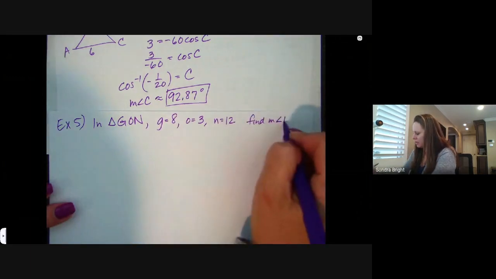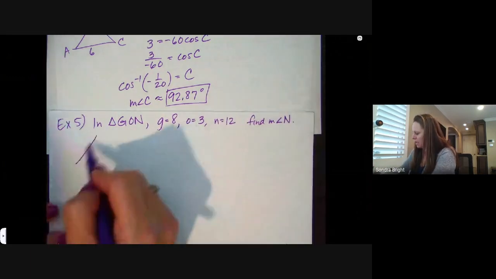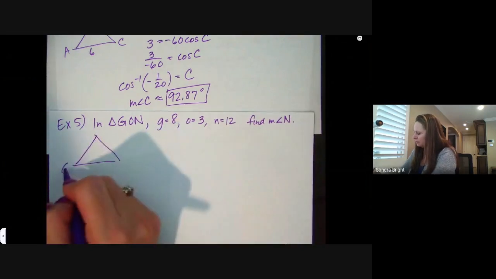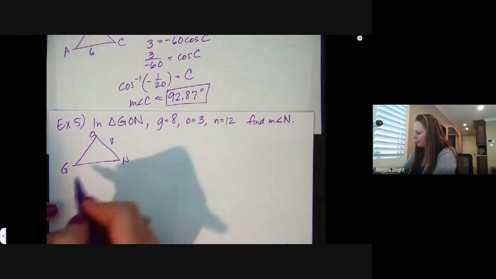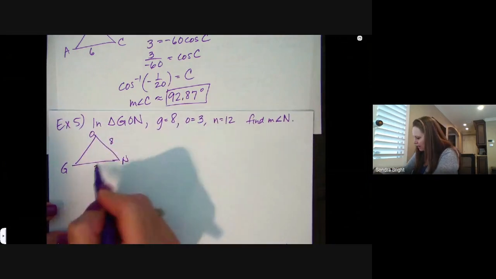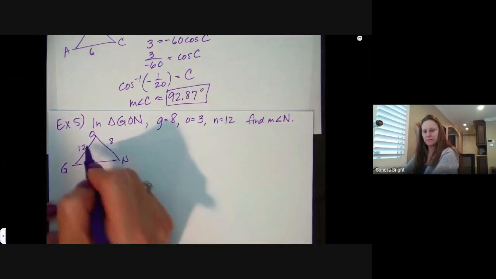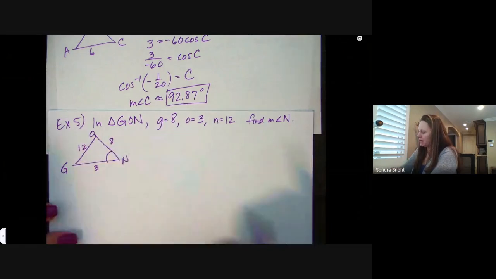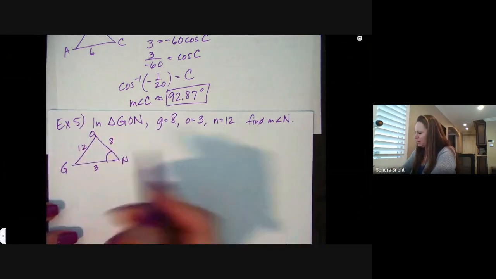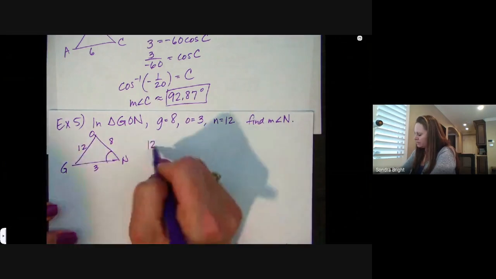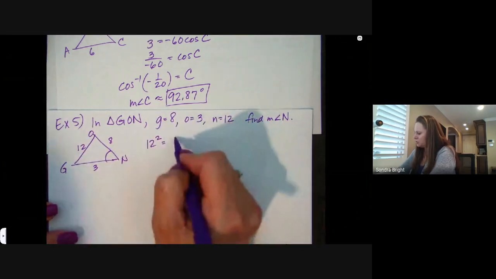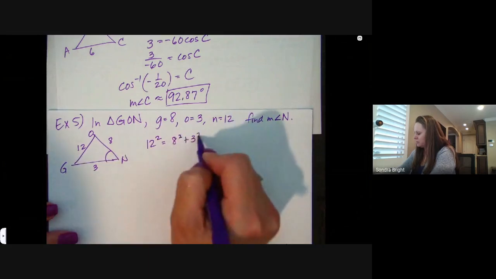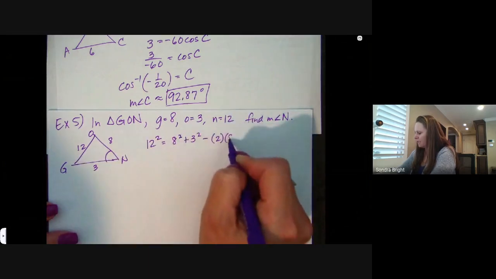All right, so I'm going to draw a picture. G, O, N. And little g is 8, little o is 3, and little n is 12. And we want to find this angle, so it's the side opposite it. 12 squared is equal to the other sides squared, so 8 squared plus 3 squared minus 2 times 8 times 3 times the cosine of angle n.